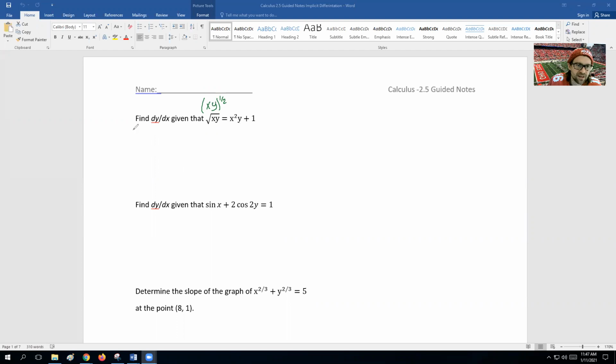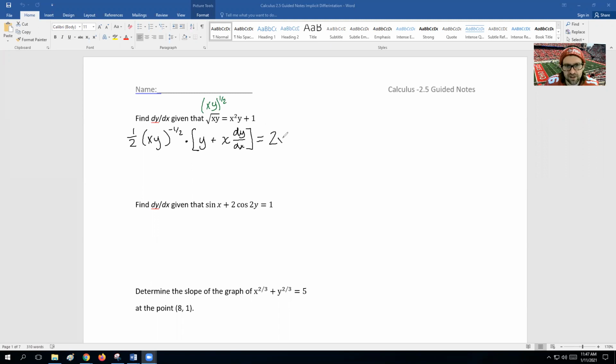So the derivative of something to the 1/2 power will be 1/2 of that something to the negative 1/2 power. And then we got to times by the derivative of the inside. The derivative of the inside, we got to do the product rule because it's x times y. The derivative of x is 1. We'll leave the y alone. Plus, now we'll leave the x alone, take the derivative of y, which is dy dx. Okay, is equal to, now x squared y, we got to do the product rule of.